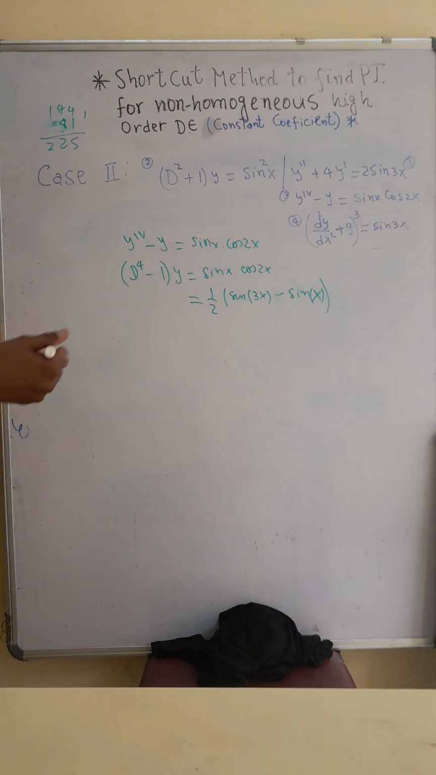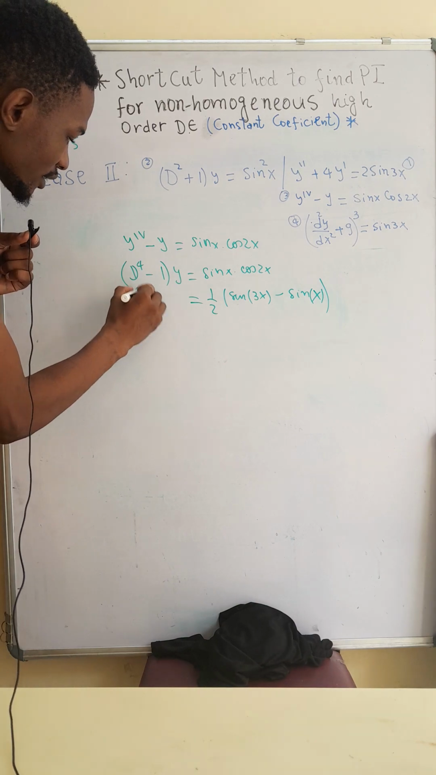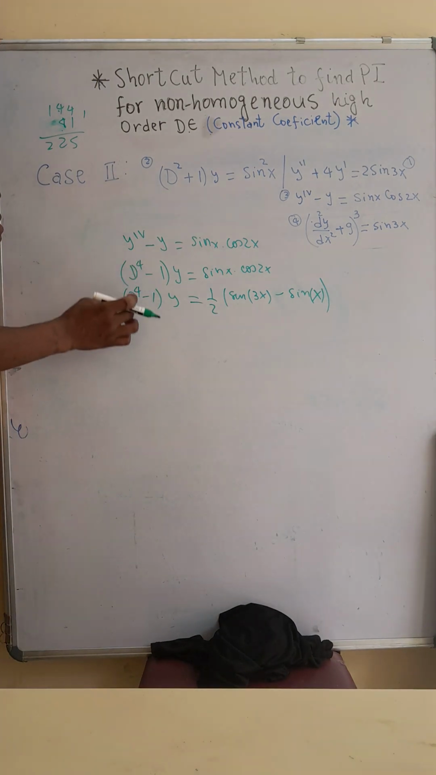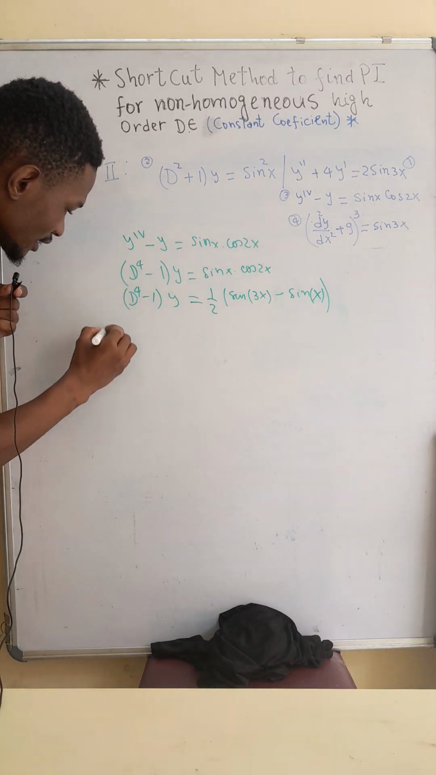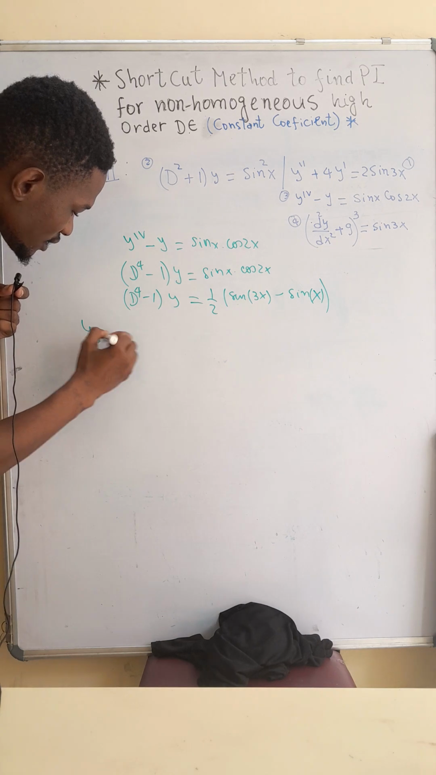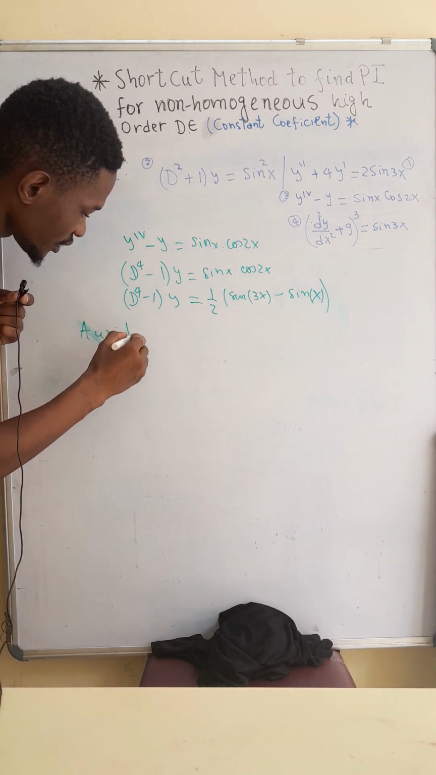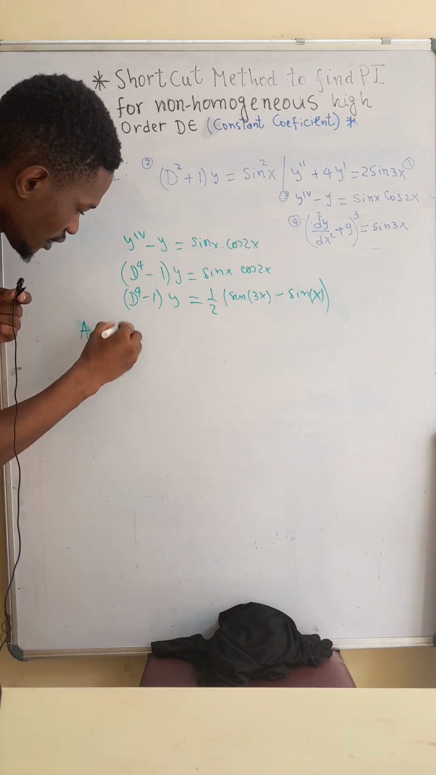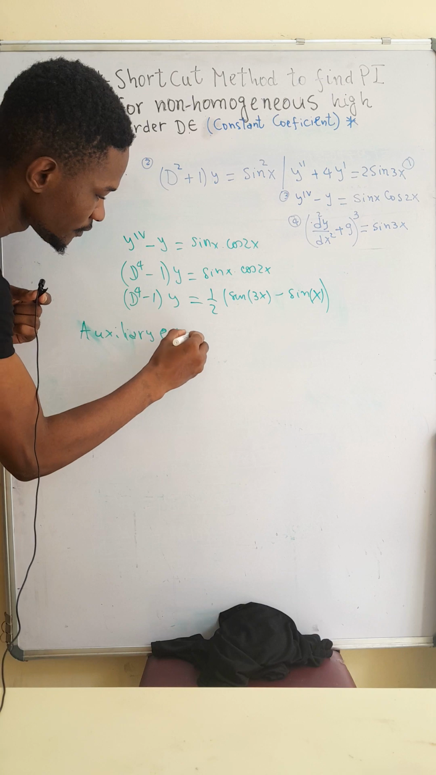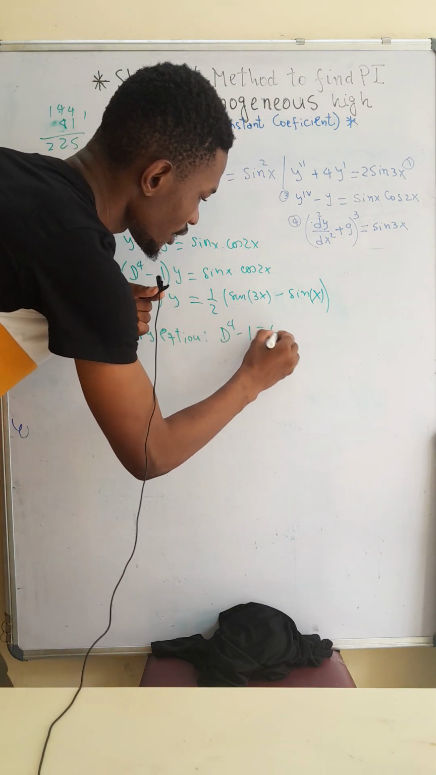Okay, that's the way. Now that you know this one, here it is D raised to 4 minus 1, and here 1. Find first what yc is. How to find yc? Write the auxiliary equation. What will be the auxiliary equation? D raised to 4 minus 1 equal to 0.